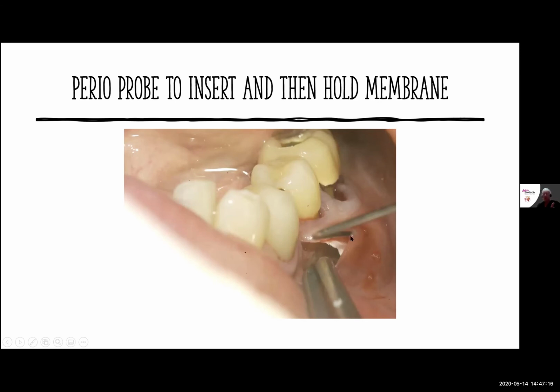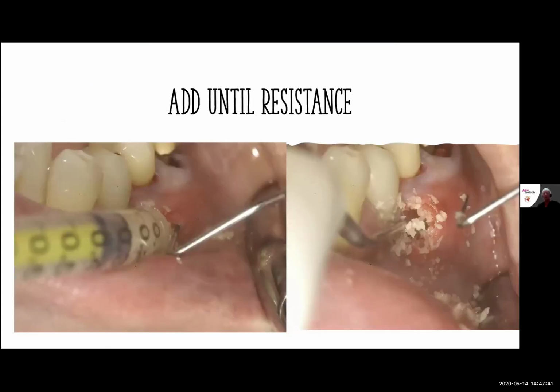So let me review that again. First, my perio probe is used to hold the flap out while I insert the membrane. Once the membrane is inserted to length, I remove the perio probe and then place it inside of the membrane itself. And now I'm going to use this perio probe to hold the membrane and the tissue out while I insert bone. Bone is then added this way. So right here you can see I've got both my membrane and I've got my tissue, and here I'm injecting bone or inserting bone into that.